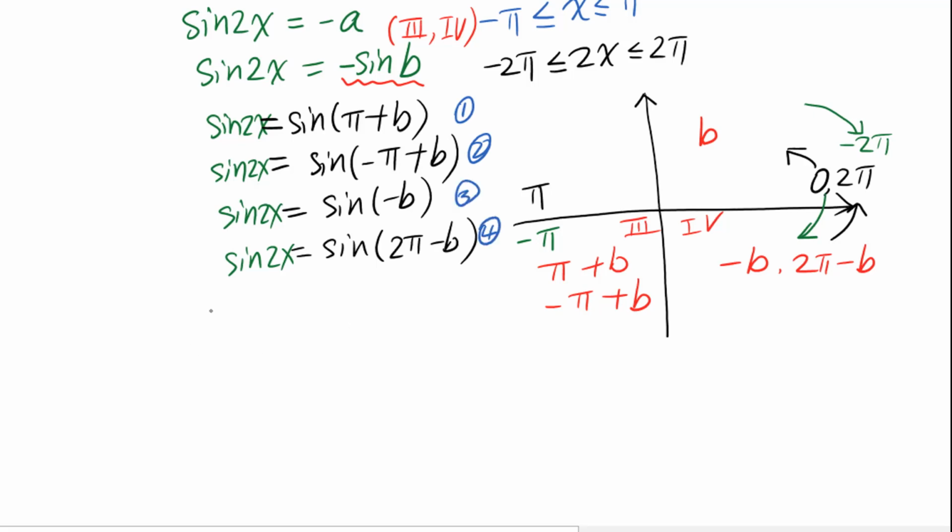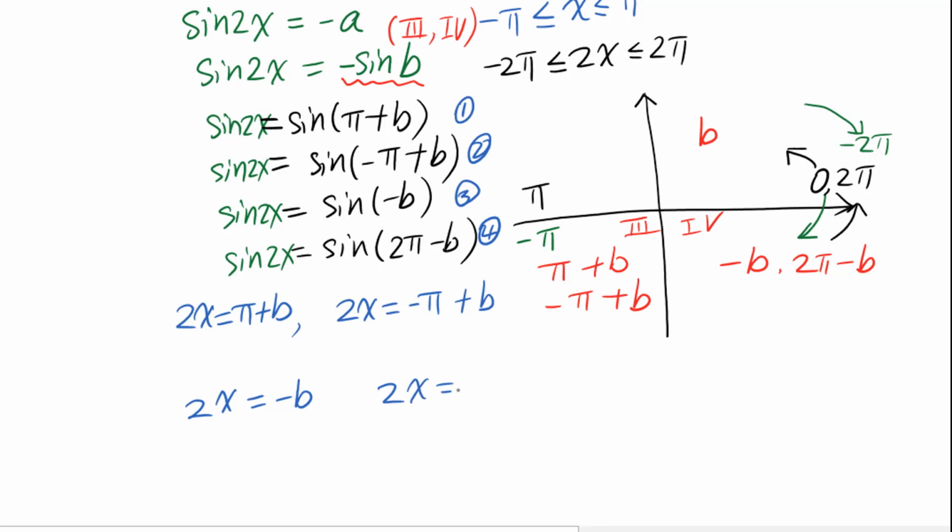From the first equation, we get 2x equals pi plus B. For the second equation, we get 2x equals negative pi plus B. For the third equation, we get 2x equals negative B. For the fourth equation, we get 2x equals 2 pi minus B.